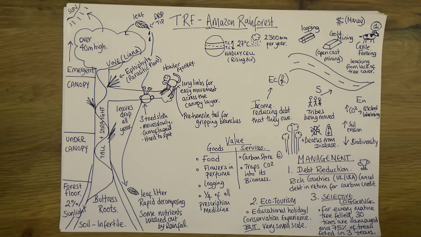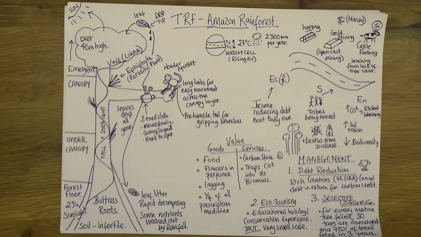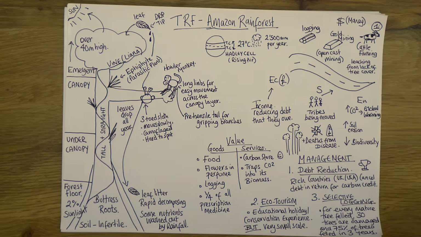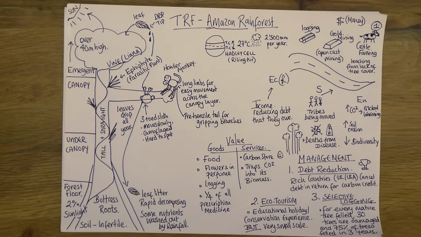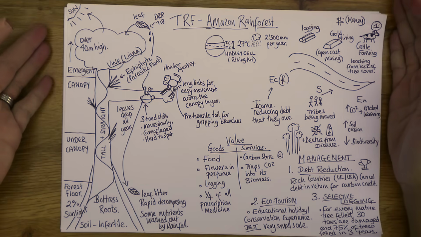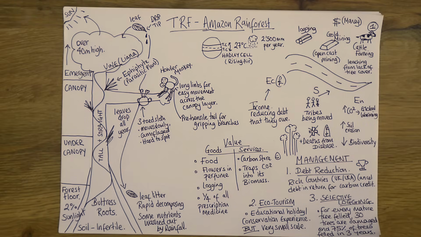So when we think about management, always think about debt reduction first. Okay, it's increasing in popularity. Think about ecotourism, and then eventually, and the very last thing to think about is selective logging. All right, I hope that helps you with your case study on the Amazon rainforest. Remember, a lot of this is applicable to other rainforests as well. And yeah, it should really help you with your exam questions.